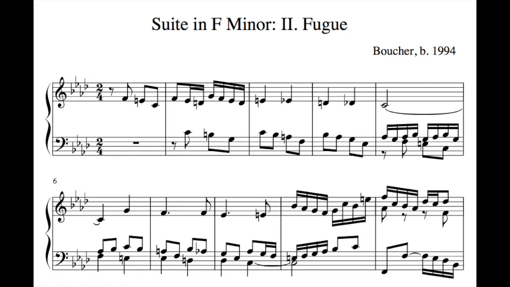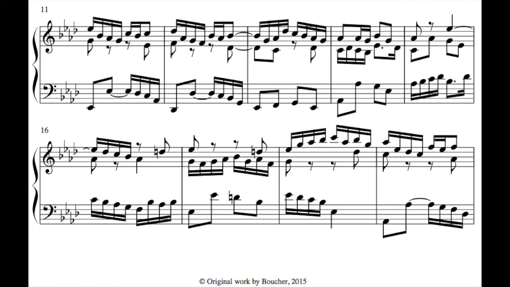So we're going to hear from measure 6 all the way to 11, 12, 13, 14. And you'll hear how the sequence ties everything together. In the bass is stepwise. And we'll hear this sequence much later in the fugue, but we'll get to that later.